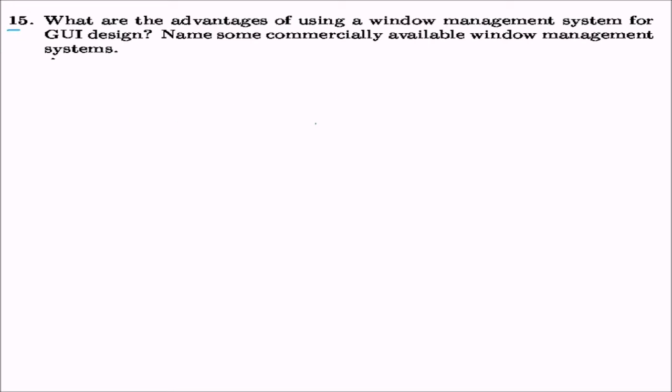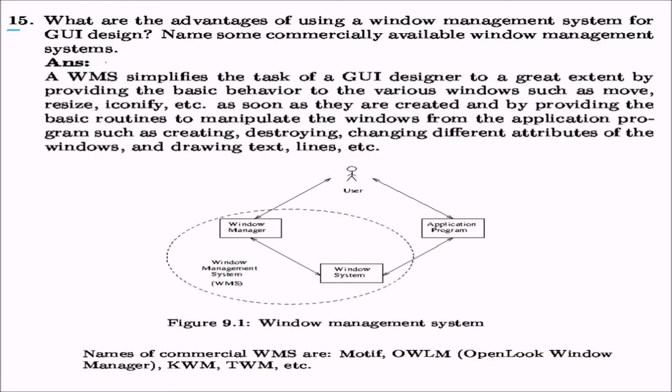So what are the advantages of using a window management system for GUI design? Names of commercially available window management systems. So this is what I was talking about. This is the diagram. WMS simplifies the task of your GUI designer to a great extent by providing the basic behavior of various windows like move, resize, iconify. You don't have to write it again and again. So as soon as they are created, and providing the basic routines to manipulate the windows from the application programming, like creating, destroying, changing different attributes of the windows. Or you can also draw text and lines, etc.